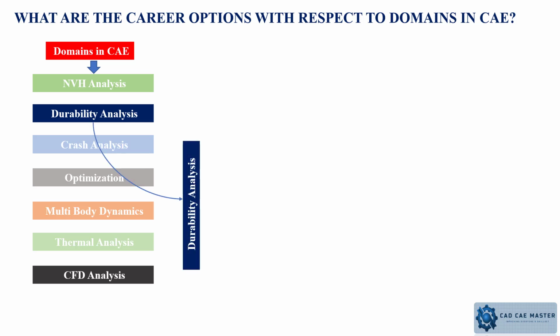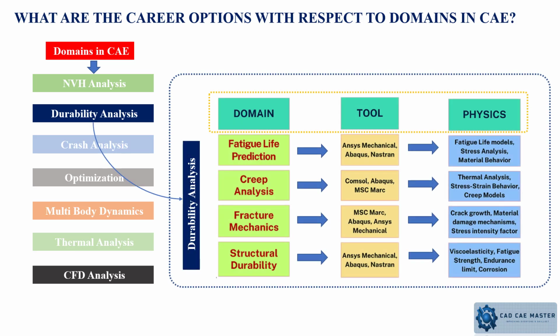When it comes to durability analysis, these are a few of the domain, tools and physics. In durability we have the fatigue life prediction, where we use the ANSYS Mechanical, Abaqus, Nastran tools. So what is the physics behind it? To deal with the fatigue life of models, we do stress analysis, strain analysis also, and the material behavior we also see here. The creep, fracture mechanics and the structural durability, same thing, we have the tools and the physics behind it.